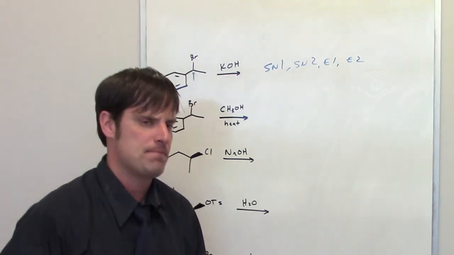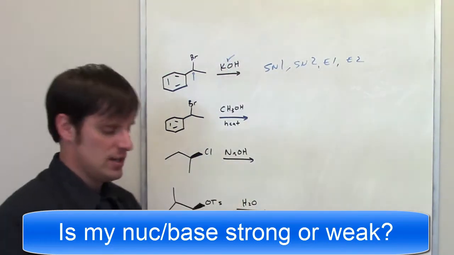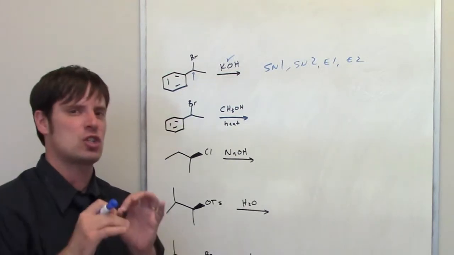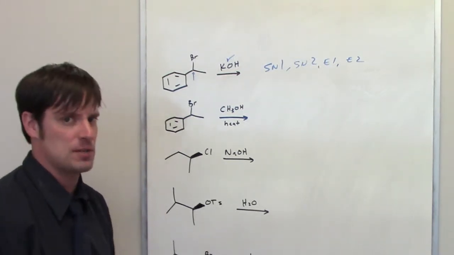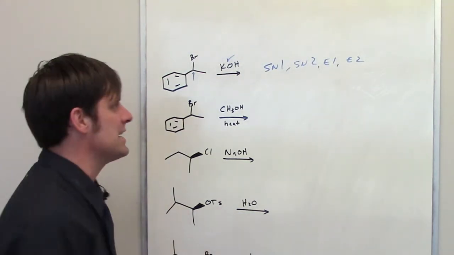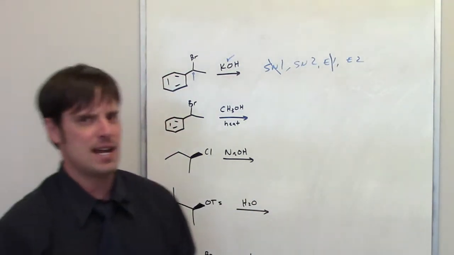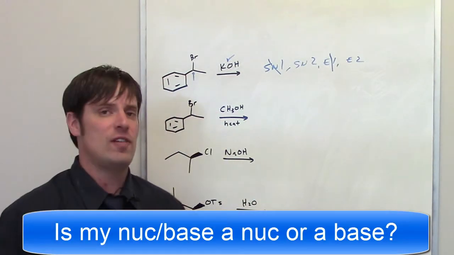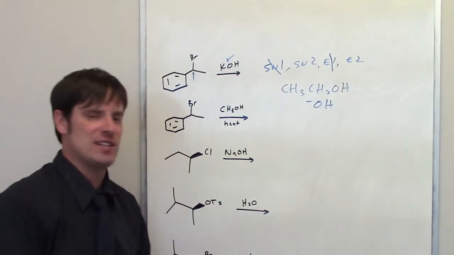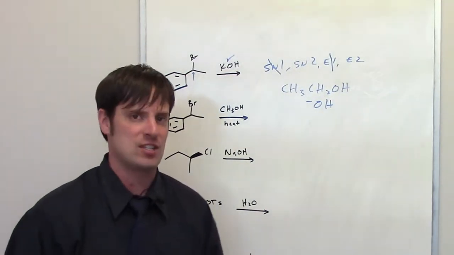My next question: is my nucleophile/base, the KOH here, strong or weak? As you can see, looking at that KOH, that is a strong nucleophile/base. But the strong guys are going to do 2 reactions, either SN2 or E2. So I can cross off SN1 and E1. The last question that I ask myself is, is the nucleophile/base a nuke, or is it a base? If it's smaller than ethanol, then it's a nuke. If it's ethanol or larger, then it's a base.